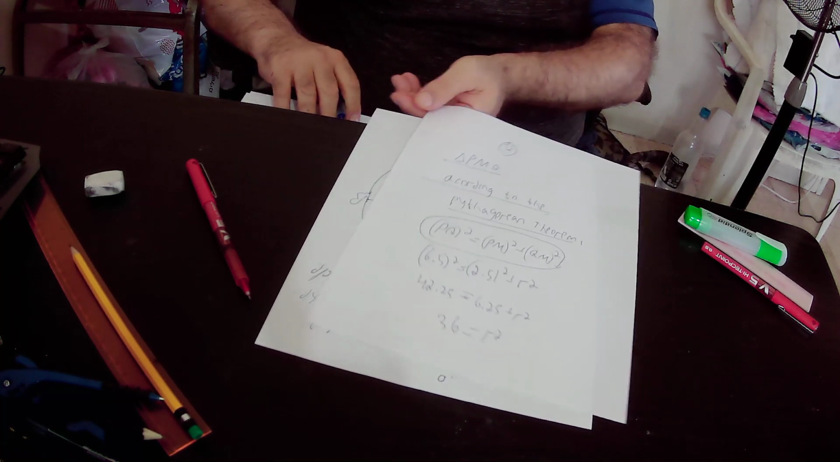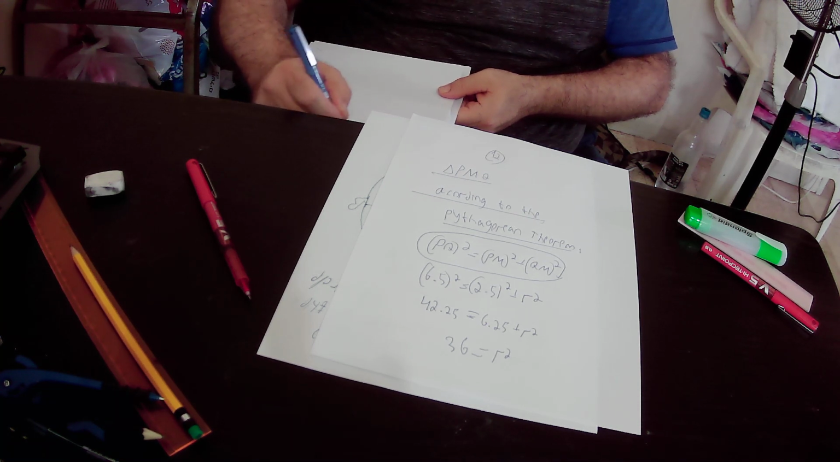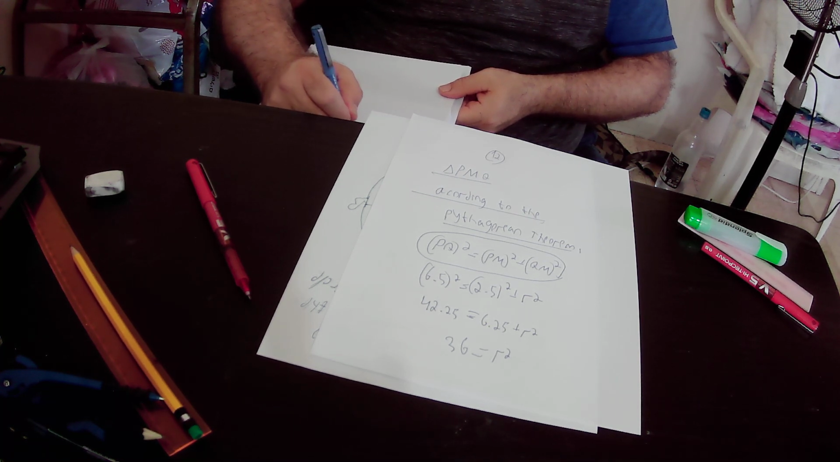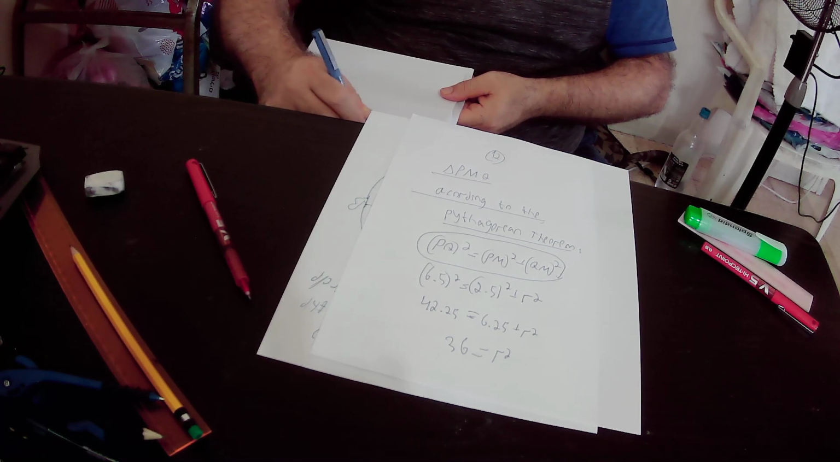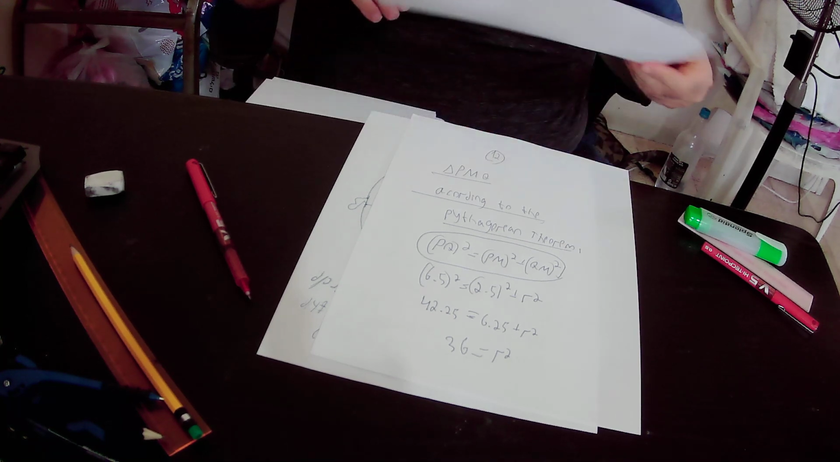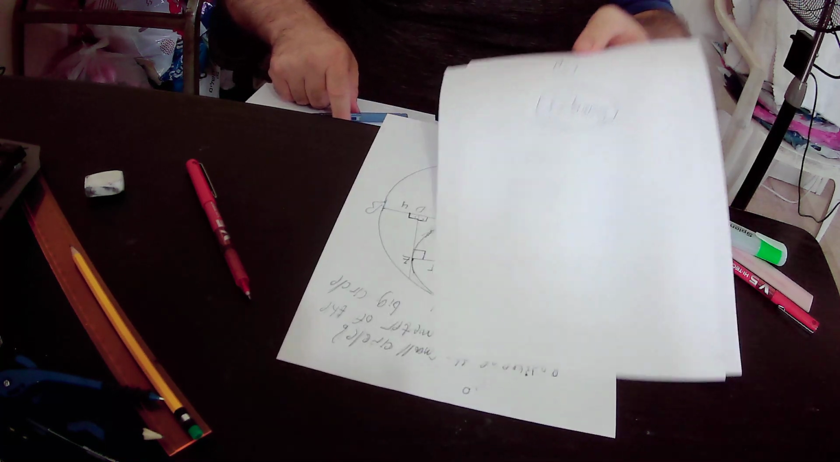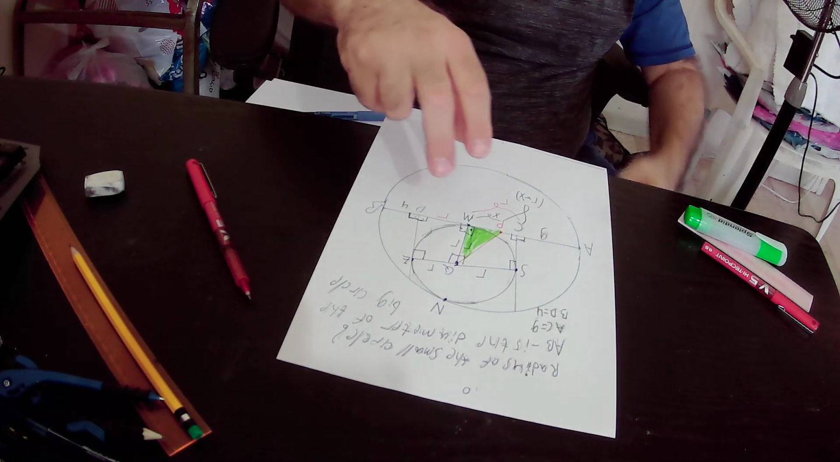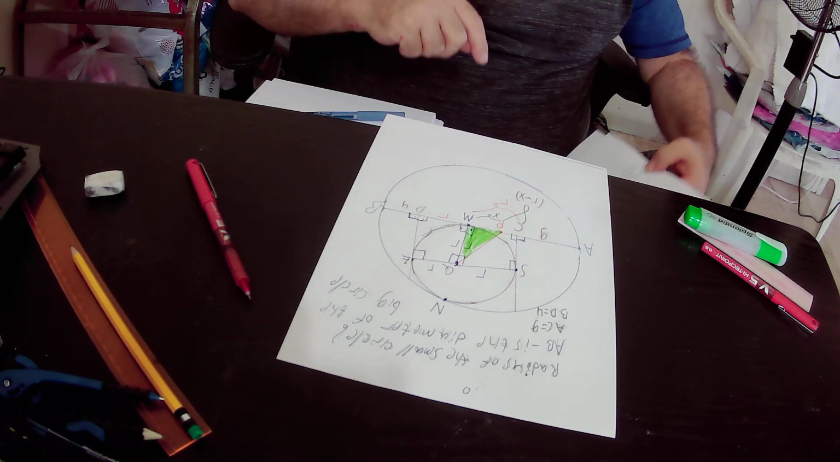Then we will take the root of this equality and we will get that r equals the root of 36. The root of 36 is 6. So we got that the radius of the small circle equals 6 units. Okay, again, the radius of this small circle equals 6 units.